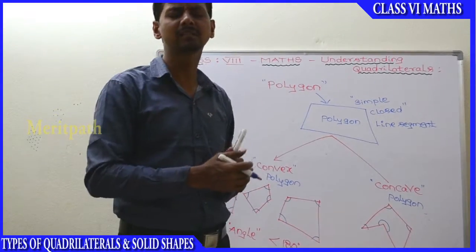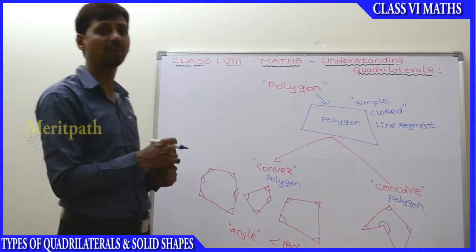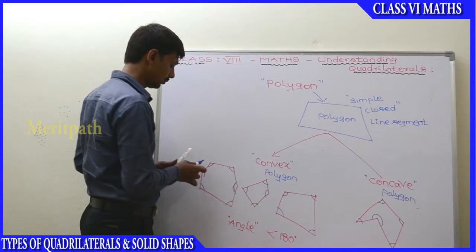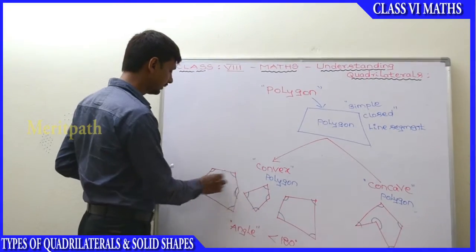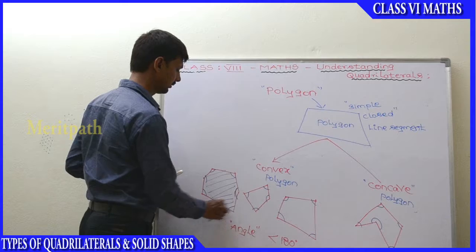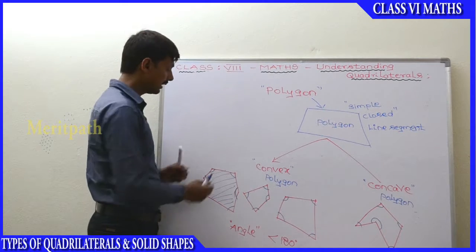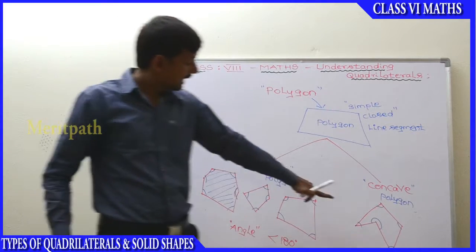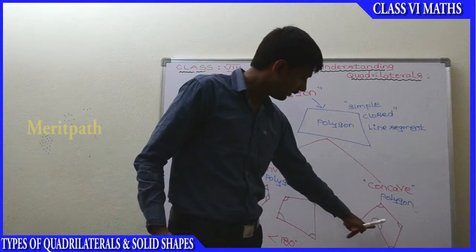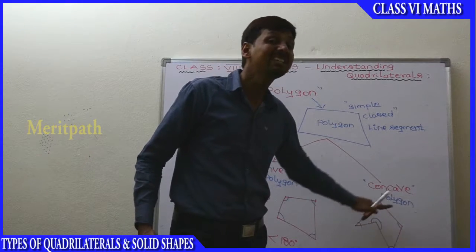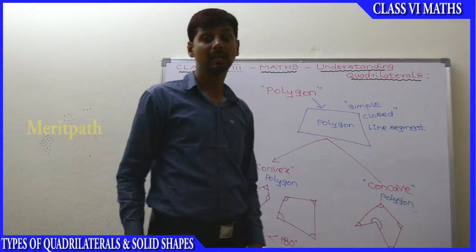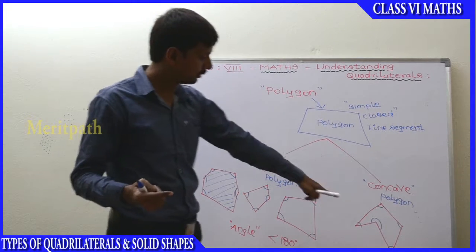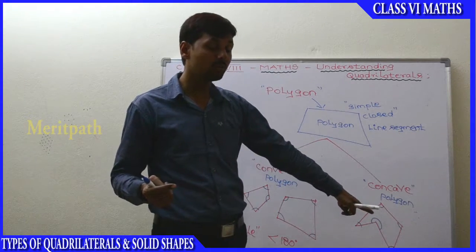We have already discussed the exterior and interior of polygons. This is the interior of the polygon, and the outside one is the exterior part of the polygon. So here, with the interior angle, this vertex is more than 180 degrees. See, we can observe that it's more than 180.